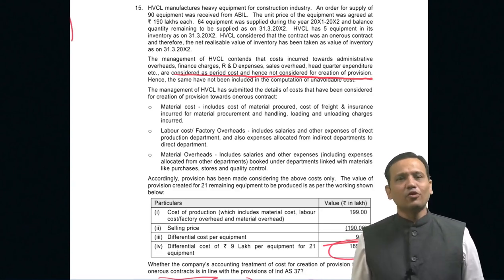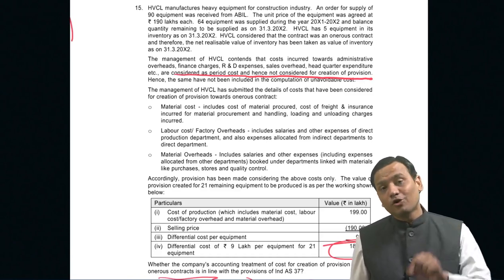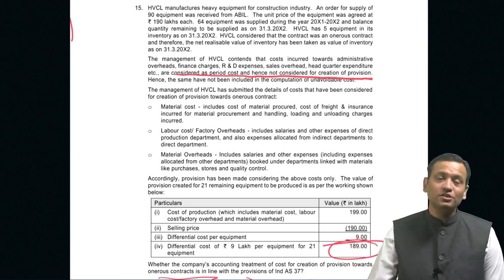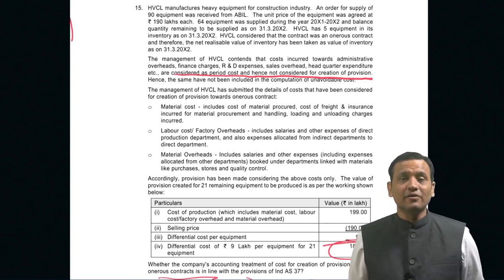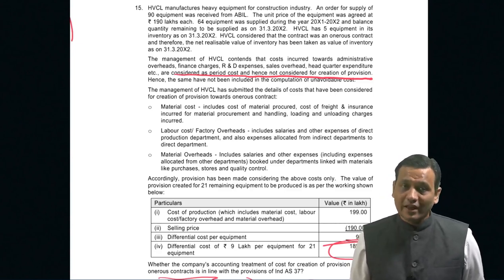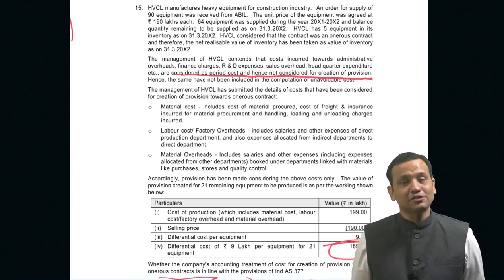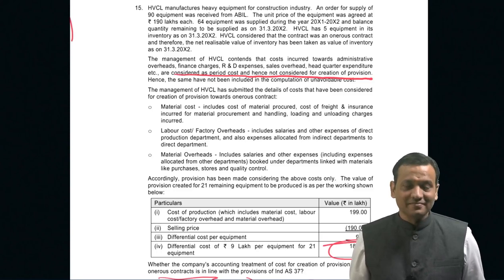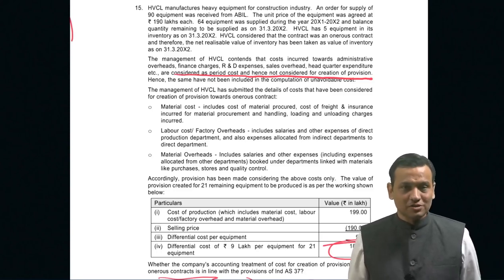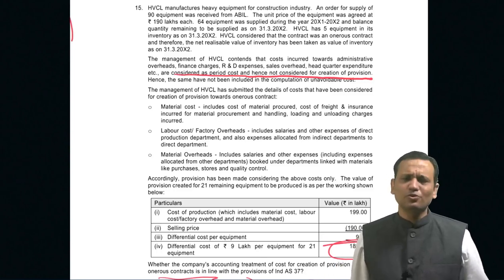Now, if you remember what an onerous contract is, an onerous contract is a contract wherein the unavoidable cost to meet the obligation under a contract exceeds the economic benefits arising from such contract. Then Ind AS 37 wants us to create a provision for such contract. The quantum of provision to be created is the unavoidable cost or any penalty, whichever is lower.